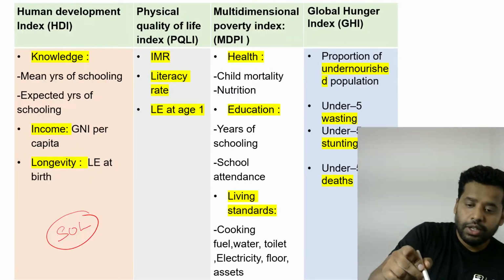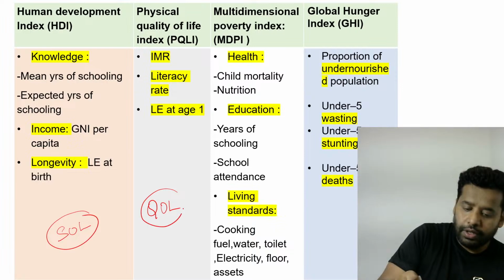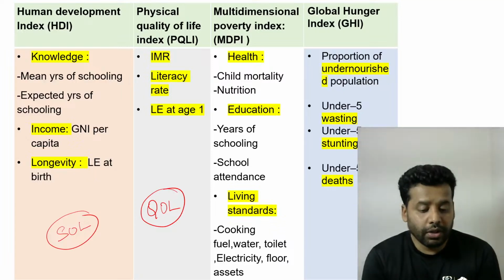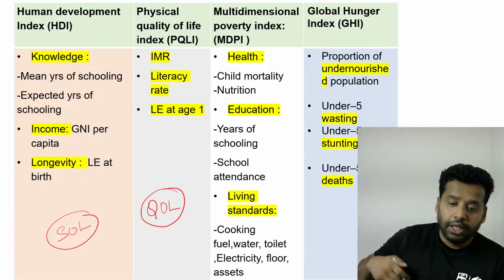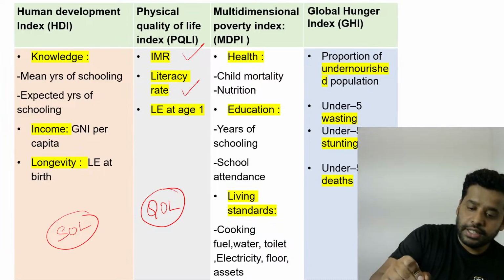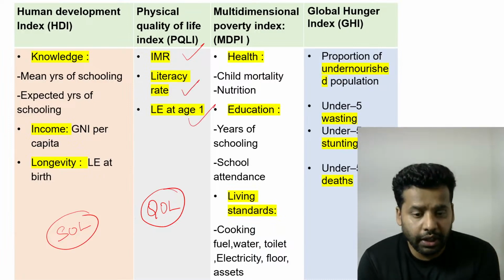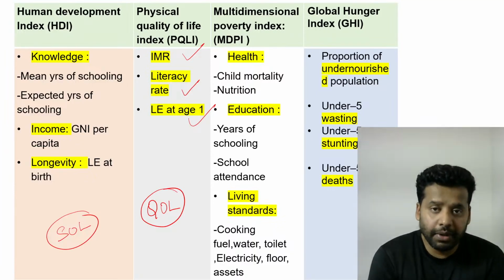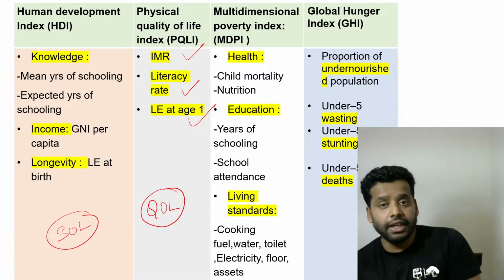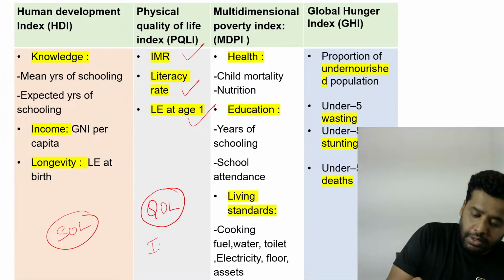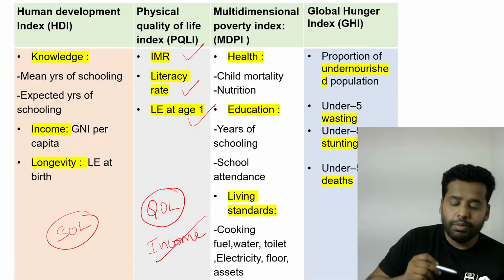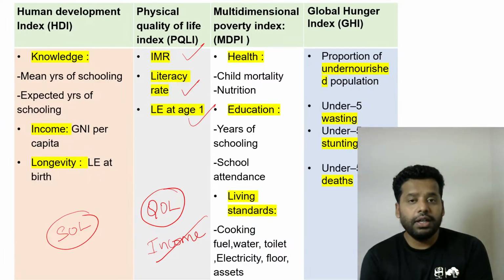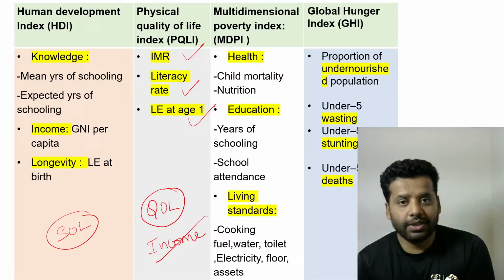If they ask the question, what is used to compare quality of life? The first is standard of living. Second is what is used to compare quality of life? Infant mortality rate, literacy rate, and life expectancy at age 1. The answer is PQLI. So what is missing if they ask directly? Income is not included. Income is not a part of PQLI. Income is not considered under physical quality of life index.